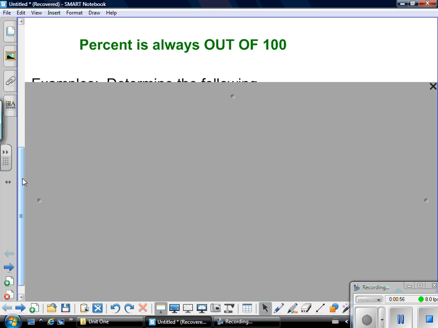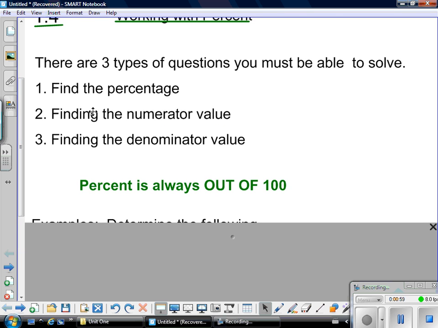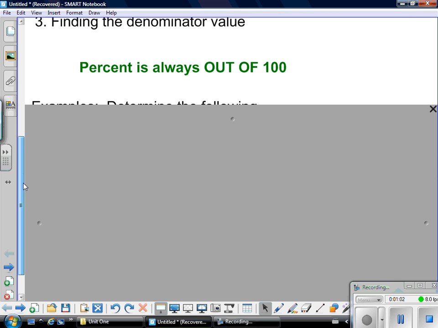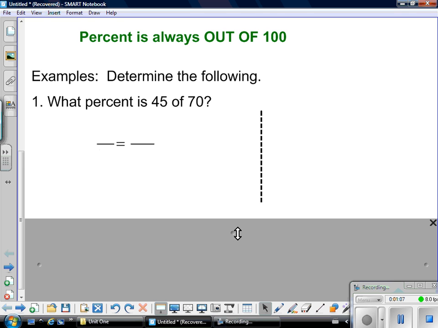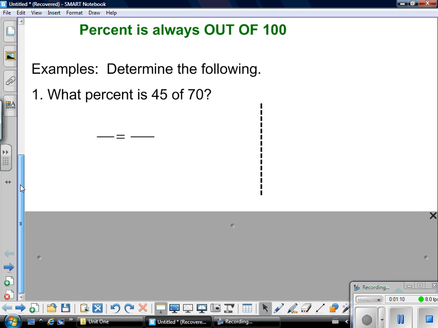The three different types of questions that we have to solve are written and asked in different ways. Let's take a look at the first one. It says, determine the following, and they're asking, what percent is 45 of 70? So what we're after is a percent, something out of 100. We have what percent is 45, and the 70 is related to the total, which would be the 100%.